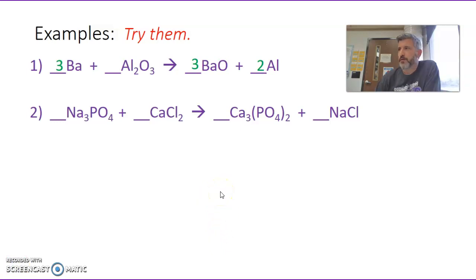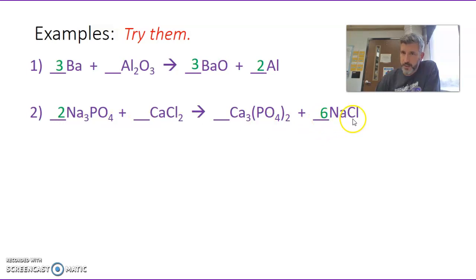Okay, so let's see. I decided to balance my phosphates first. So because I have 2 phosphates on the right, I went ahead and put a 2 in front of sodium phosphate to give me 2 phosphates on the left. And then that gives me 6 sodiums, because again, I distribute that 2. And so I have to put a 6 out in front of NaCl.